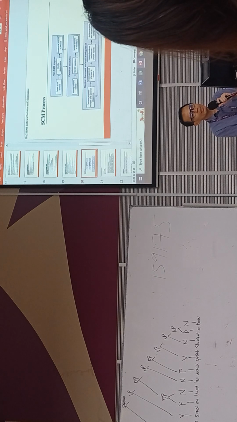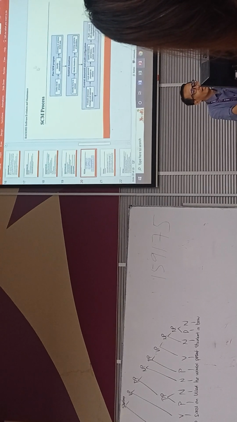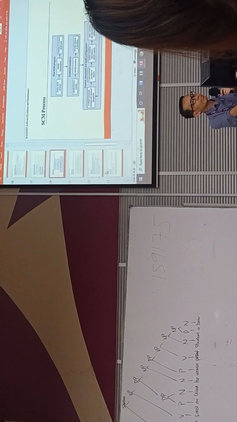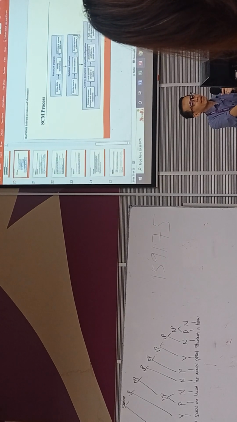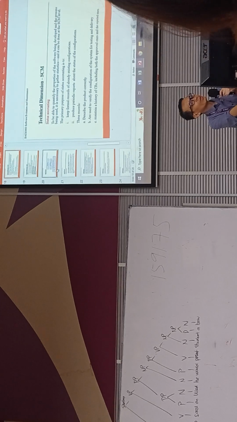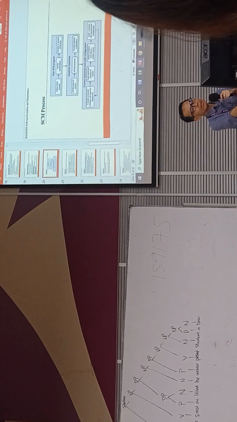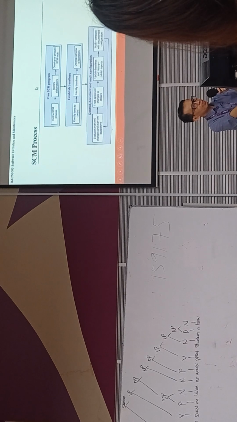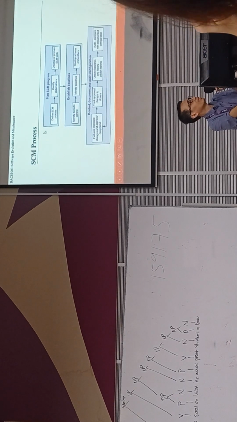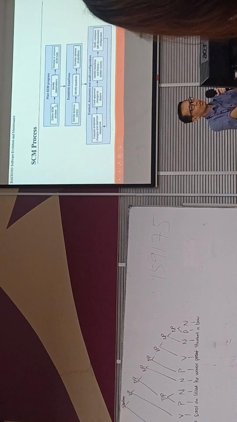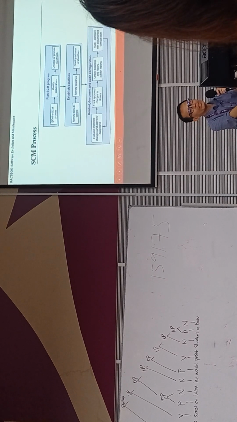Okay, shall we continue, class? Hopefully we can complete this chapter and start with another new one. So now we continue. This diagram shows the process of SCM. You can see that for this process, there are 3 layers, or 3 different levels.